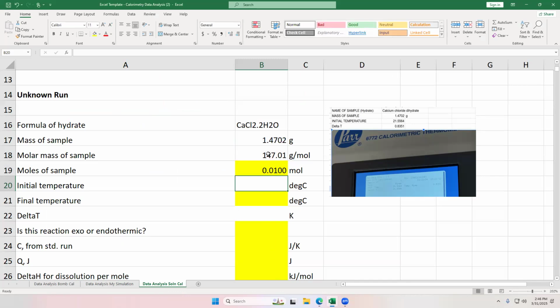And that's basically what I've told you in the instructions, right? Make a solution, 100 mils, that's approximately 0.1 molar. So 0.01 moles divided by 0.1 liters, yeah, should give me 0.1 molar. Okay, what's our initial temperature? It's right here, 21.5564.